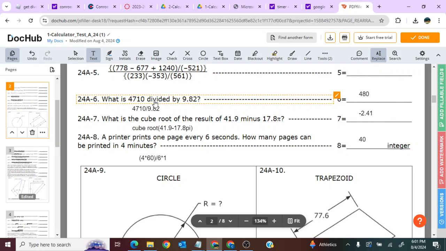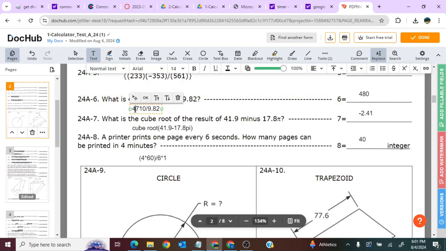This test had some baby problems for the beginning. Number 6 was 4710 divided by 8.9 or 9.82. Put it in the calculator, get your answer, 3 SDs. Similar for number 7, the cube root of the result of that minus that. Just plug it into your calculator and you get negative 2.41.